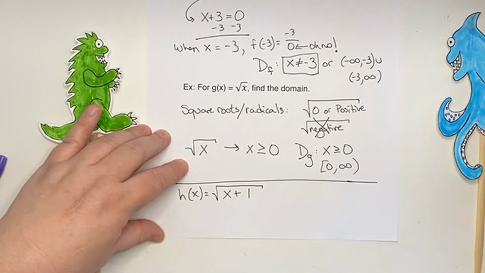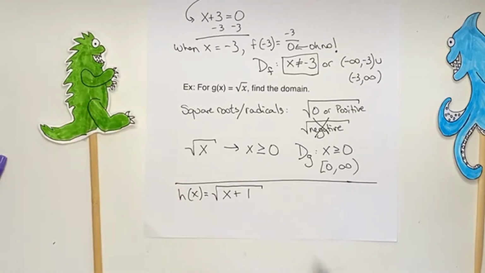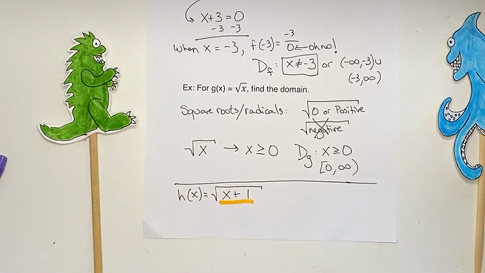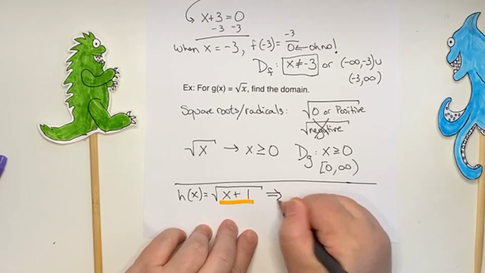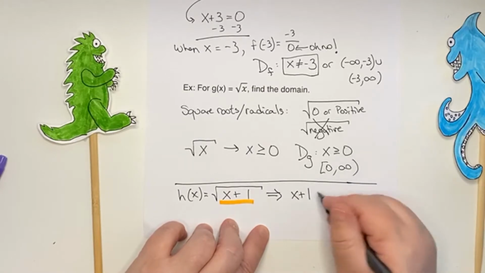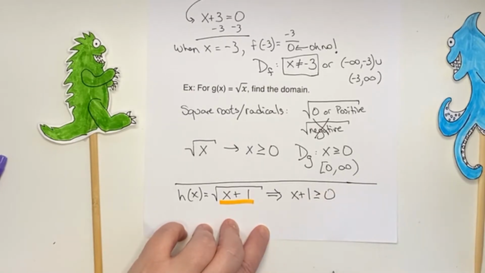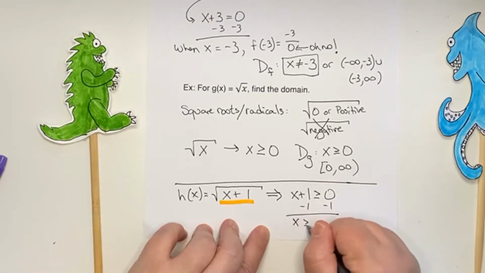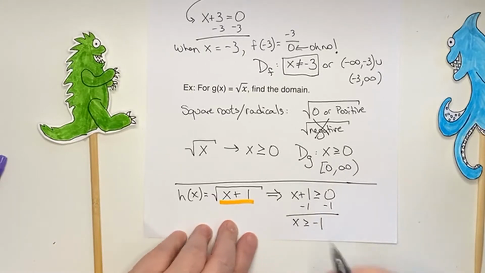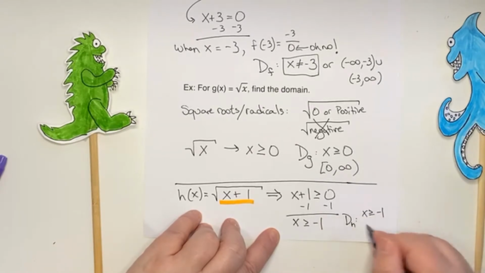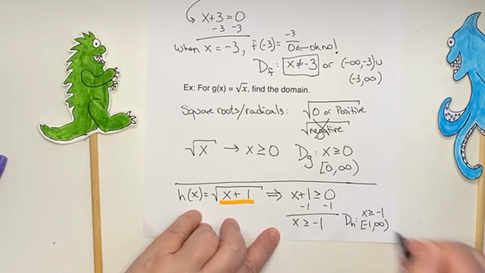What if I do something complicated like that? Oh my gosh, how are you going to do this? Well, you just take whatever is inside the radical, which is, fun fact, my least favorite word, the radicand. You take that radicand and you set it up to be greater than or equal to 0. And then subtract 1. There's my domain. Domain of H is x is greater than or equal to -1, or from -1 to infinity.